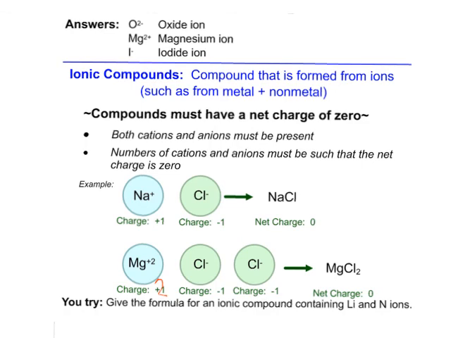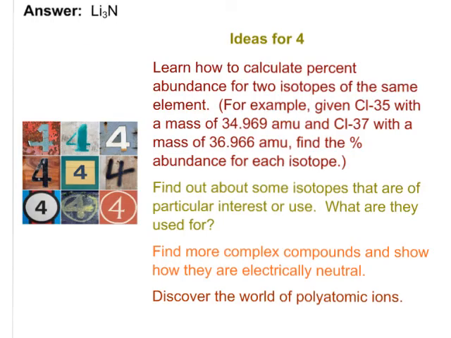Now you try. Give the formula for an ionic compound containing lithium and nitrogen ions. Here's your answer. There would be 3 lithium ions to the 1 nitride ion, because the nitride would have a -3 charge, and each of the lithiums have a +1 charge.